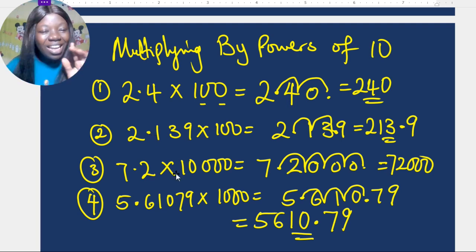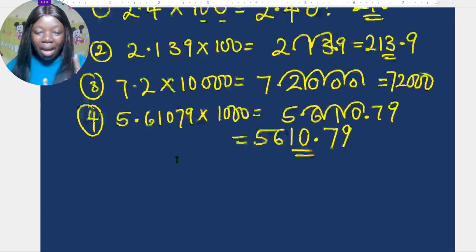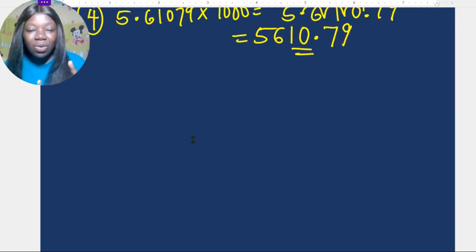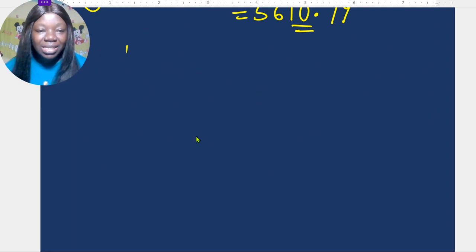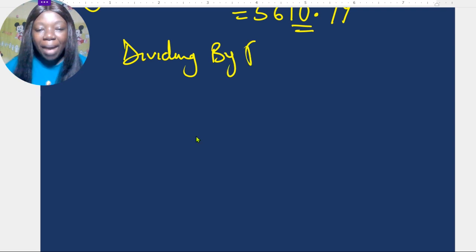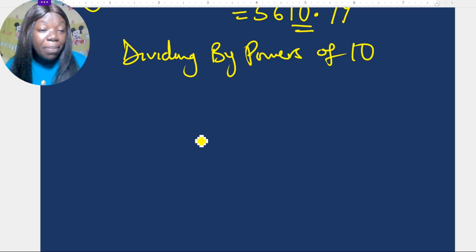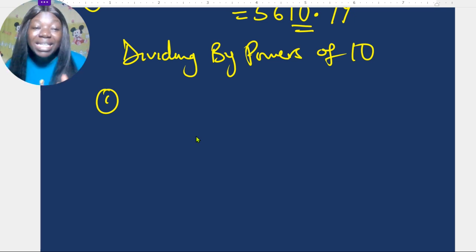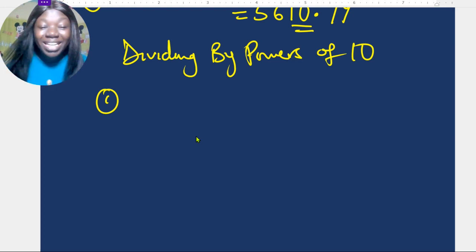I hope you enjoyed that. Now let's move on to dividing by powers of 10. So that's the third concept you'll be learning in this class. So now when dividing by powers of 10, you count from the decimal point to the left. Multiplying, count to the right. When dividing, count to the left.